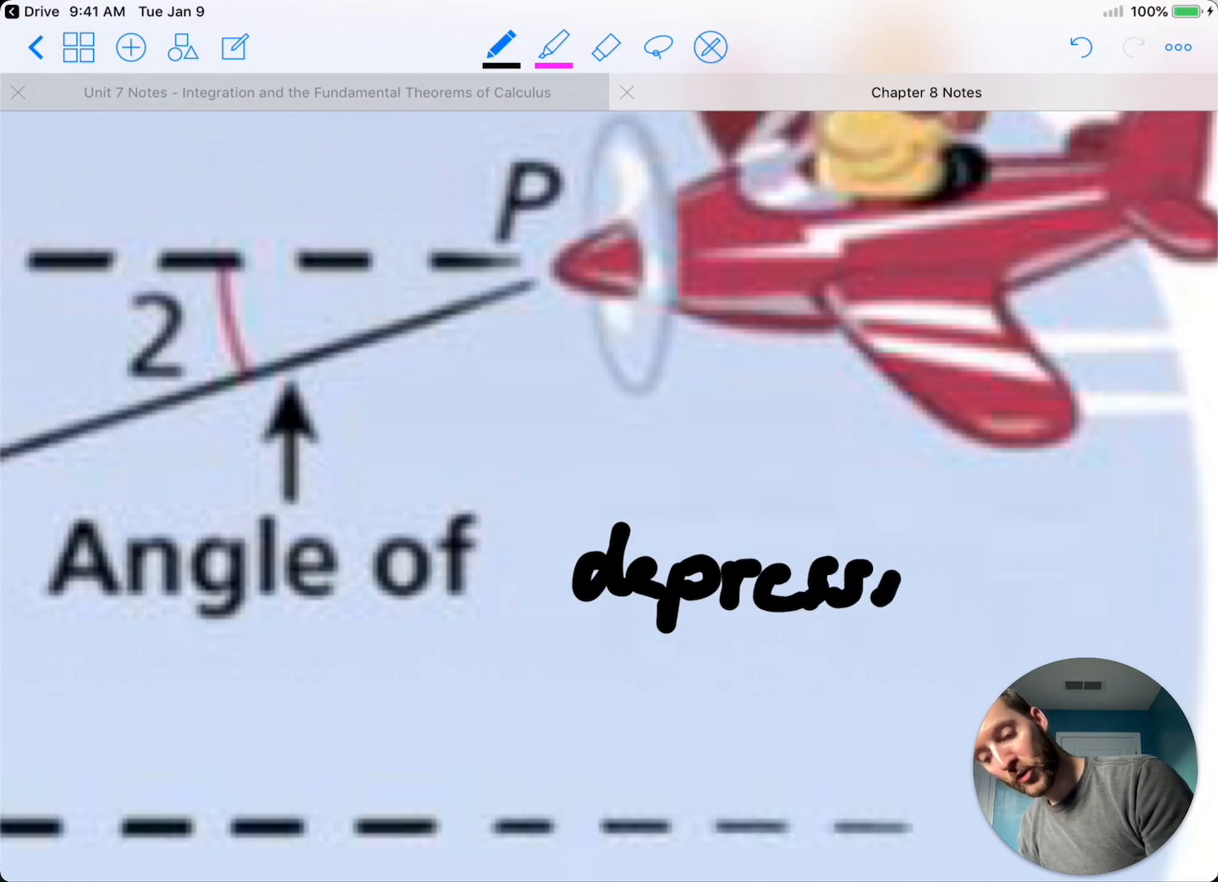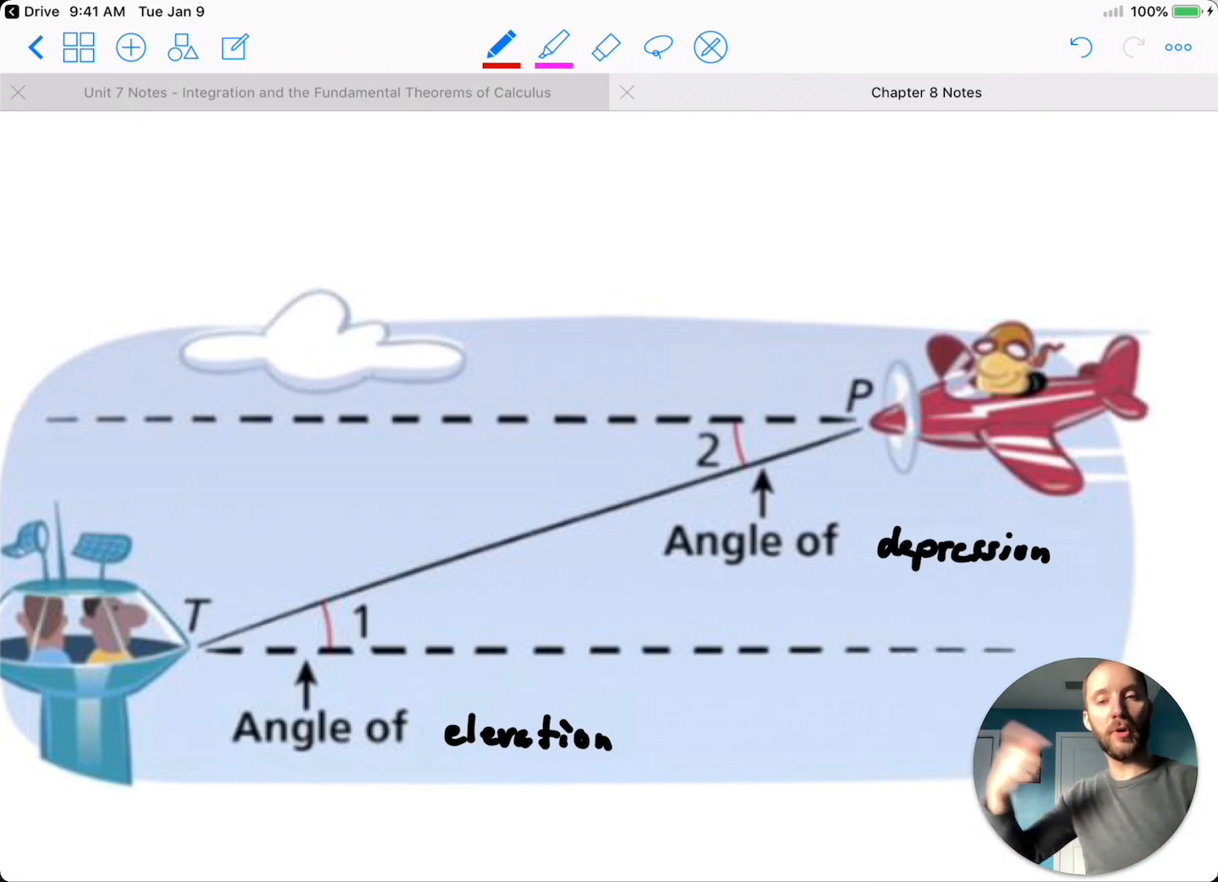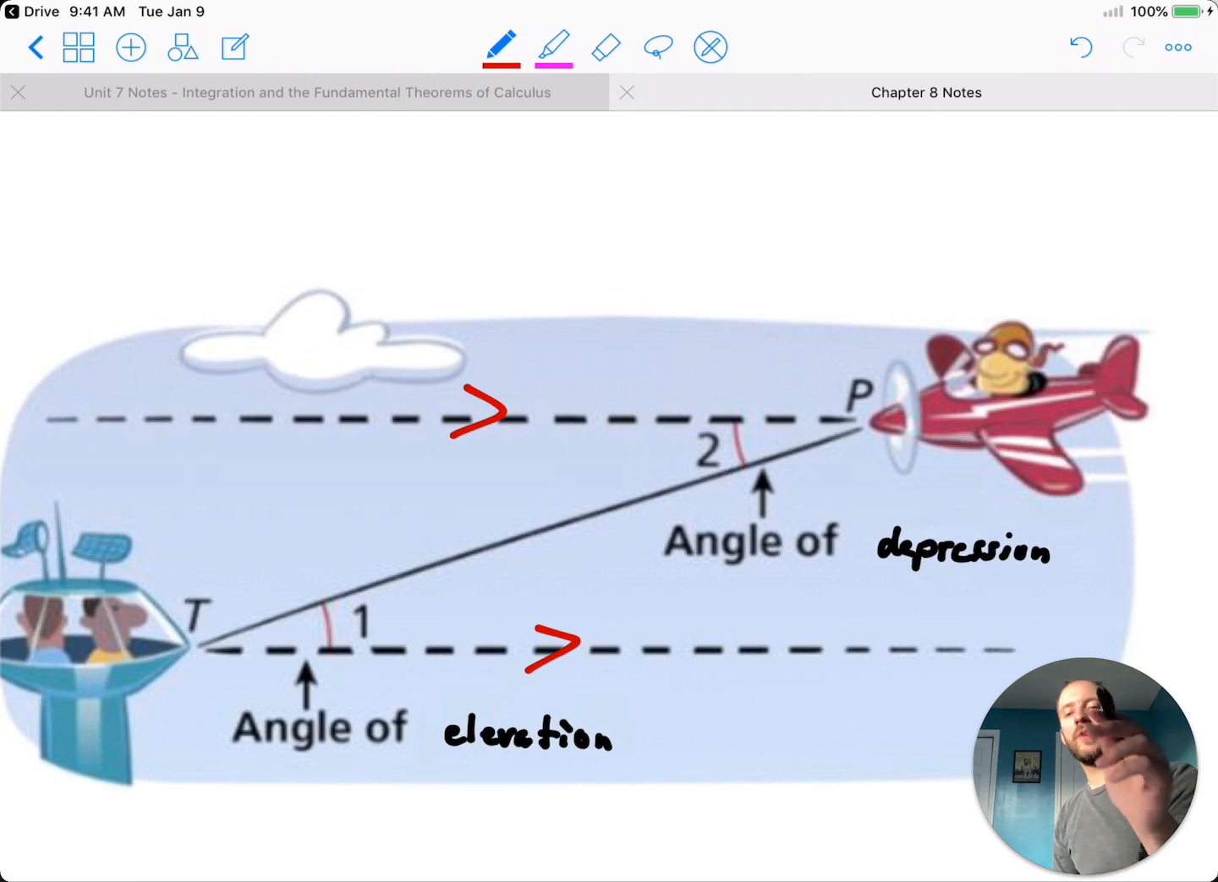Now something to note is that both the people in the tower and the person in the plane have horizontal lines if they look straight ahead. Both of those horizontal lines are parallel to each other. So for angles of elevation and depression, if the two objects you're comparing them, the angle of depression for one and the angle of elevation for the other, those are alternate interior angles. They will be congruent.